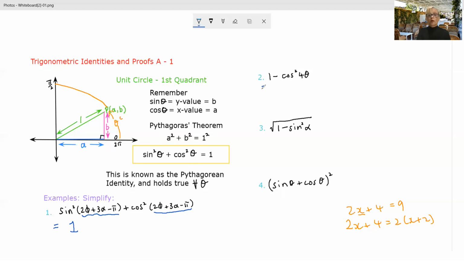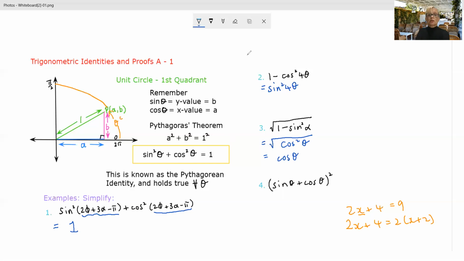Rather than learning this formula in lots of different versions, just be able to manipulate it. If I have 1 minus cos squared something, according to this, I'm going to get sine squared of whatever that angle was. If I have the square root of 1 minus sine squared, well, 1 minus sine squared is cos squared, so we're going to get cos. If we had plus or minus here, we get plus or minus.